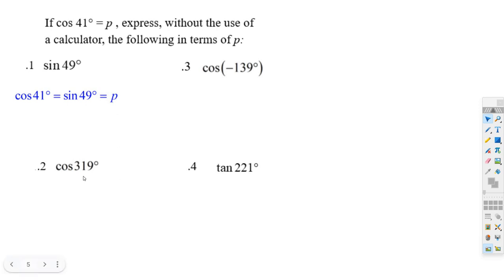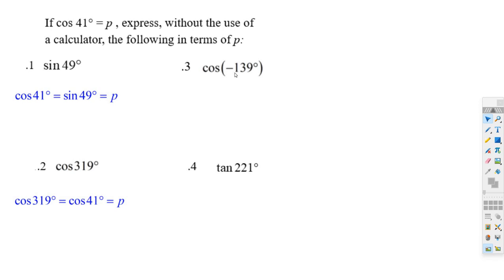Let's try this one, the cosine of 319 degrees. Well, you just have to go to where it is, and we're going to reduce it. You start at 0, you go all the way around, you don't quite come a full 360, you're 41 degrees short. That's the reference angle, so that's just the same as the cosine of 41. Oh, it's just p as well. Okay, let's try this one.